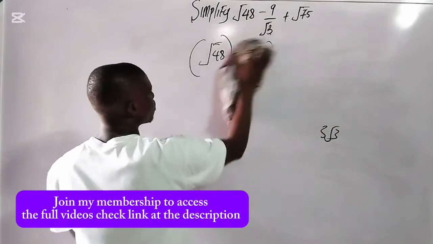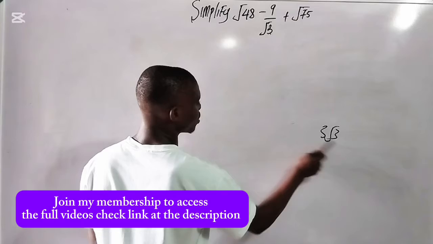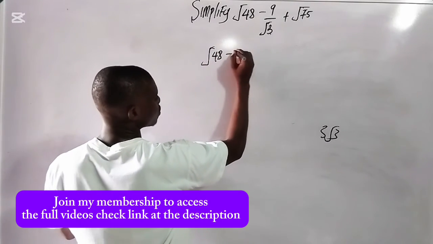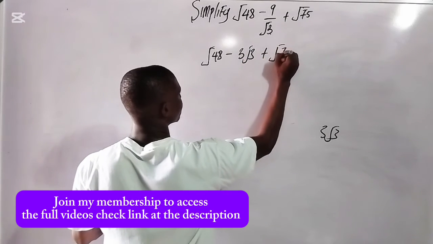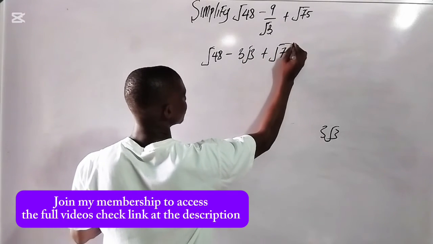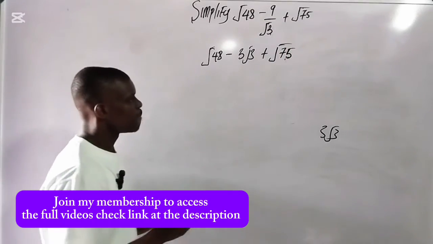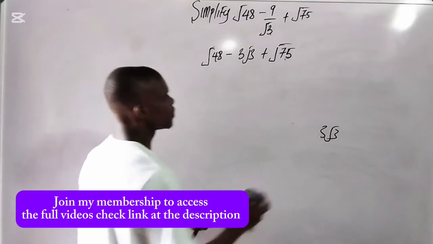And now I'm going to rewrite everything again, because when I evaluate this I have 3 square root of 3. So it will be square root of 48 minus 3 square root of 3 plus square root of 75. That is it, square root of 75.